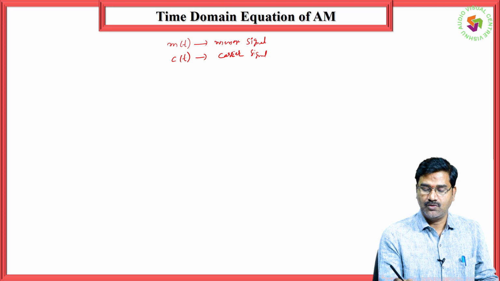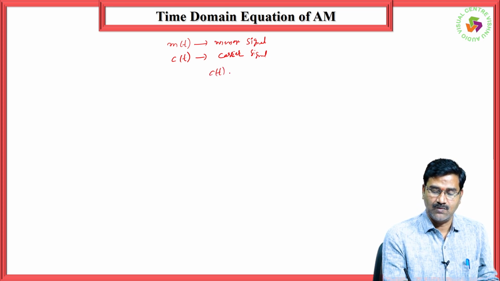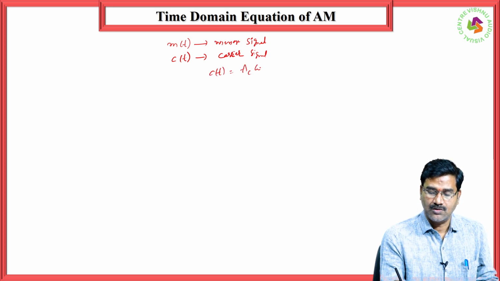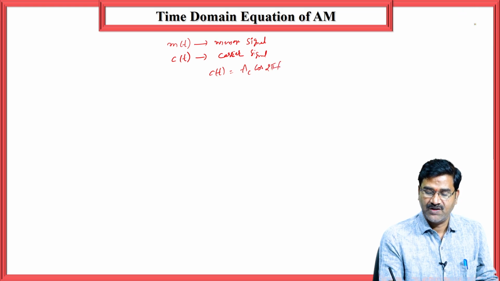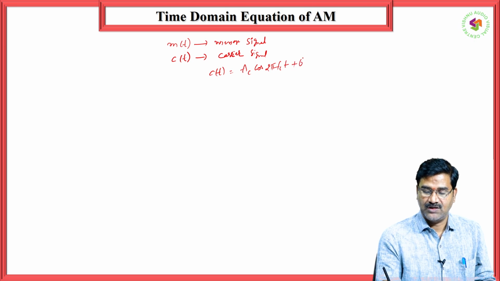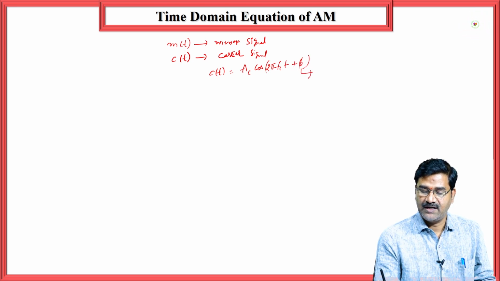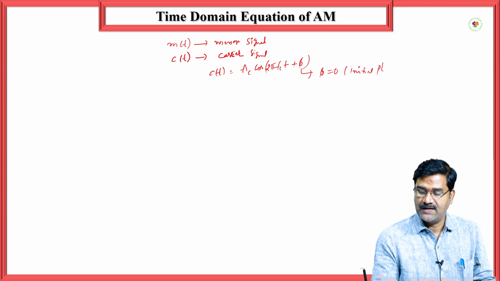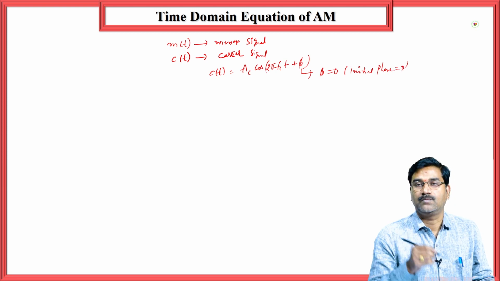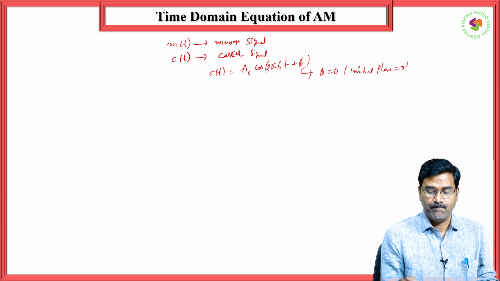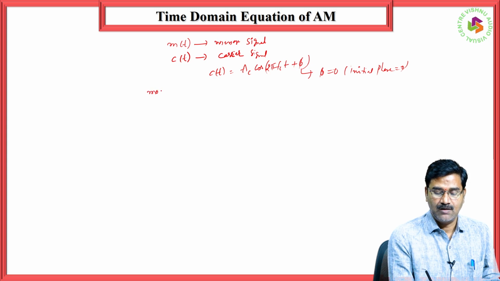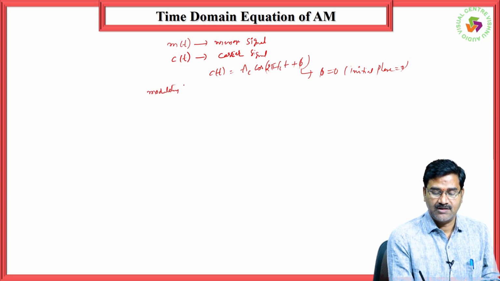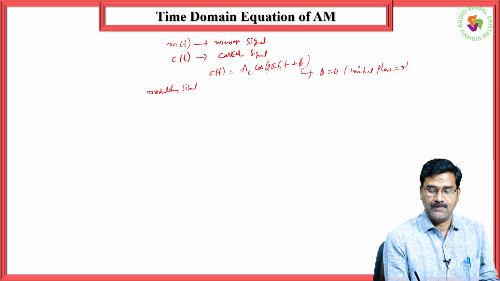Now, just now I told you that the carrier C of t is equal to Ac cos 2 pi Fc t, for instance, plus phi actually. For instance, I am making this phi equal to 0, initial phase equal to 0. If that is the case, the modulated signal can be written as S of t.